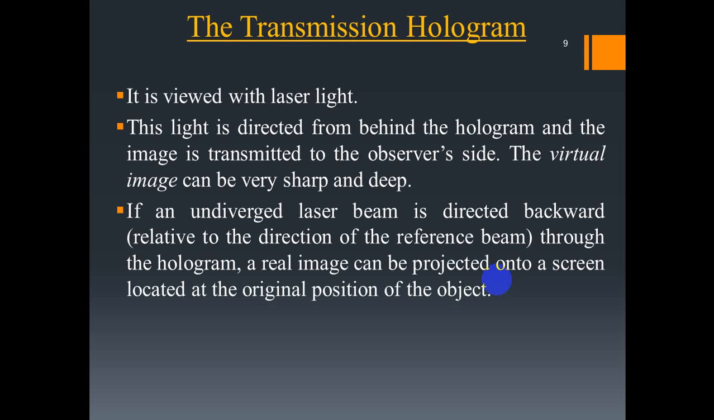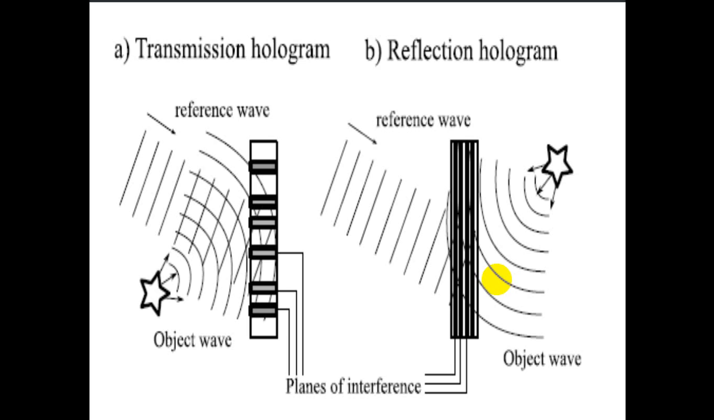Furthermore, if an undiverged laser beam is directed backward through the hologram, a real image can be projected onto a screen located at the original position of the object. So, from the image we can also say one more difference between the reflection hologram and the transmission hologram. That is, a transmission hologram is one where the object and reference beams are incident on the recording medium from the same side. In practice, several more mirrors may be used to direct the beams in the required direction.